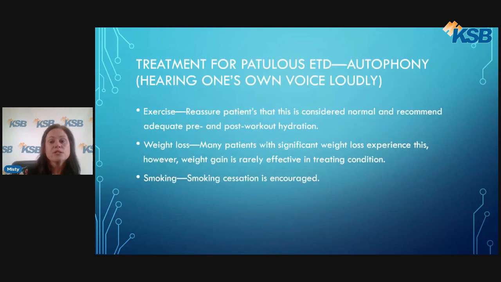So, treatment for patulous Eustachian tube. This is one that causes otophony, hearing one's own voice loudly. Sometimes this is most noticed during exercise. So we have runners that come in and say, every time I run, I feel like I can hear my own voice really loudly, or if I'm working out, but then it goes away once I'm done. So most importantly, we reassure patients that this is considered normal and recommend adequate pre- and post-workout hydration.